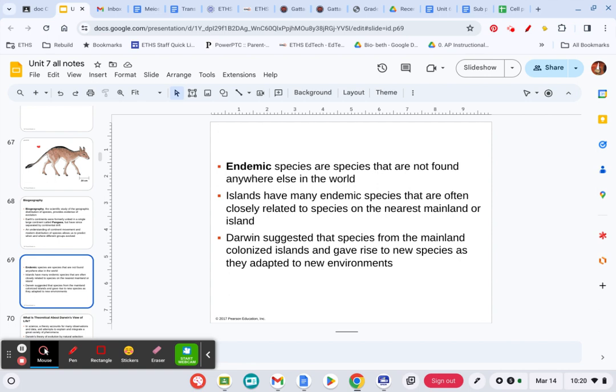Darwin suggested that a lot of the islands, the Galapagos Islands, for example, were once part of the mainland or very close to the mainland. And over time, they drifted farther and farther apart because of continental drift. And as they did that, they became isolated.